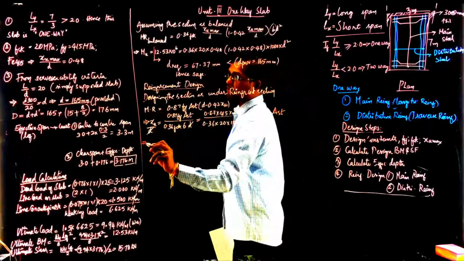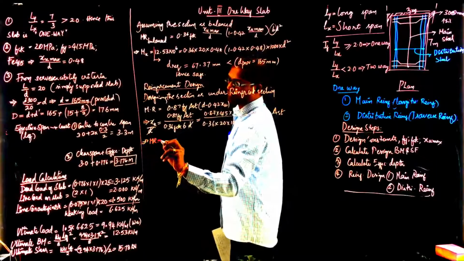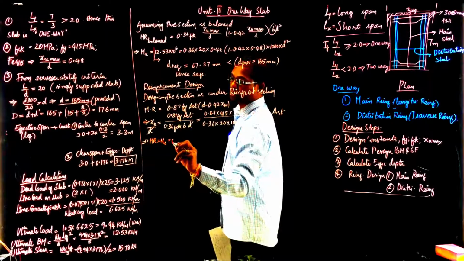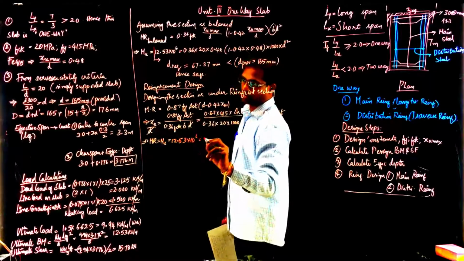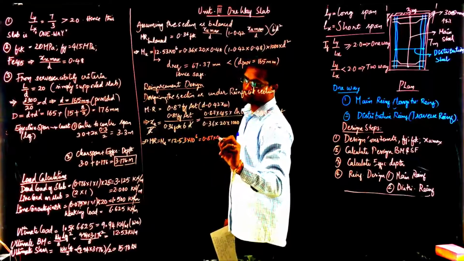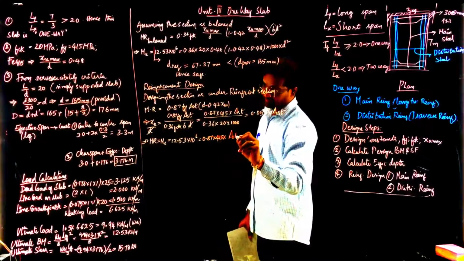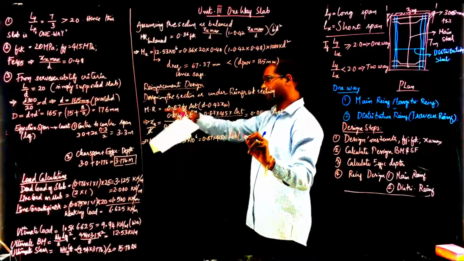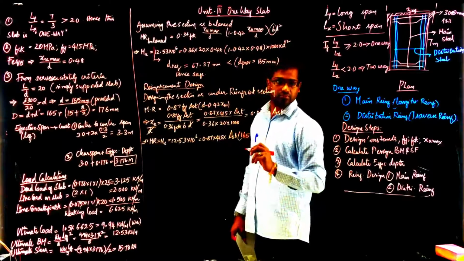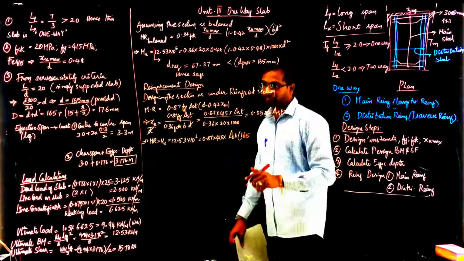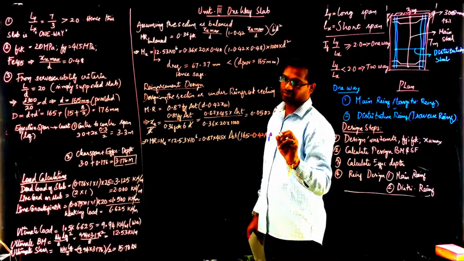Now replace MR with Mu. So MR equals Mu equals 12.53 into 10 power 6 equals 0.87 into 415 into Ast. You need to calculate Ast. d is 165, minus 0.42 into 0.0502 Ast.